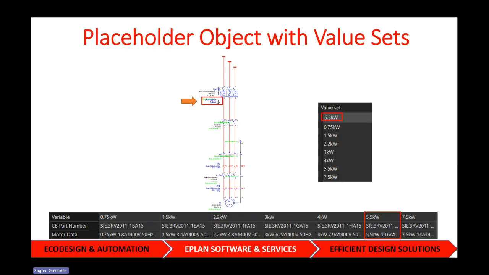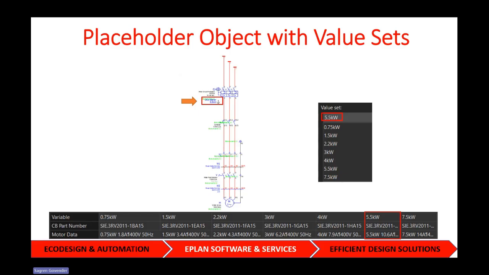Placeholder object. What is a placeholder object, where would you use it, and what's the main reason for it? Take, for example, this DOL starter here. The circuit would remain the same whether it's 0.75, 1.5, 2.2, 3 kilowatts, and so forth. In the old days, we would create a circuit like this, copy and paste it 10 times, and then click into the individual components and change the circuit breaker or the overload for the protection, because of course the protection changes between a 0.75 and a 4 kilowatt or 5 or 5.5 and so forth. So you cannot have the same components.